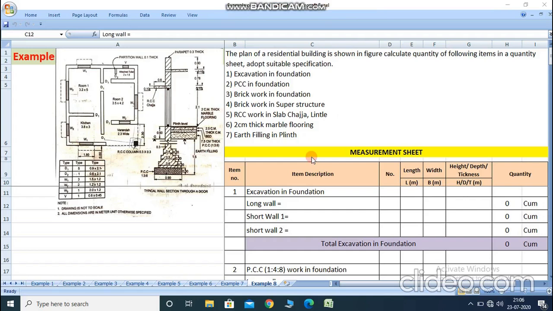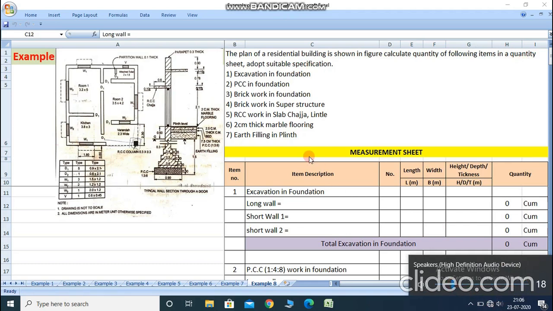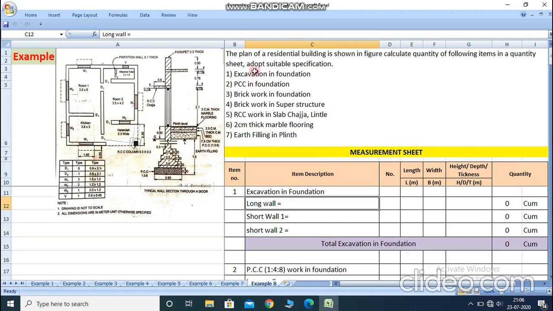Today we start a new example of a building estimate, calculated by the long wall short wall method. Here is the plan of a residential building shown in a figure. Calculate the quantity of the following items in a quantity sheet. Seven items are calculated, and we discuss them one by one.